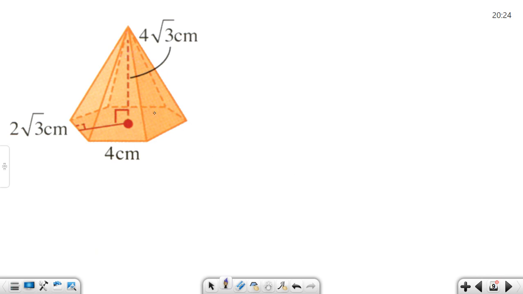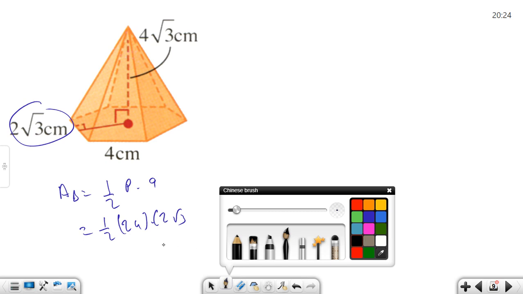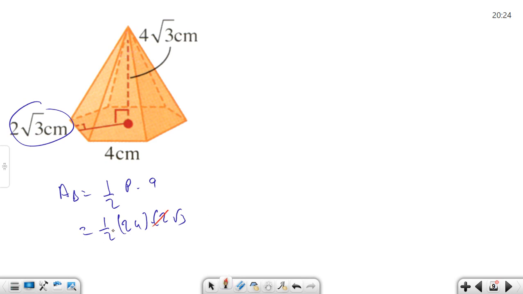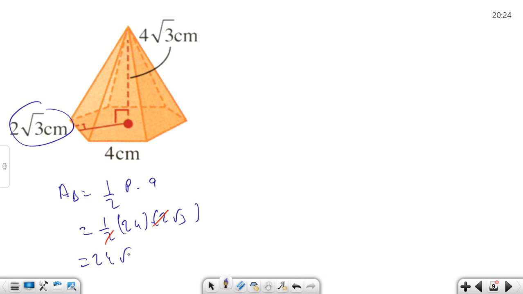Another volume question. Of course, to calculate the volume, I need to calculate the base area. And area of the base equals 1 over 2 perimeter multiplied by apothem. The apothem is given, 2 square root of 3. 1 over 2, perimeter is, that's a hexagonal shape, 4 times 6, 24, multiplied by 2 square root of 3. Let's simplify these 2 and these 2. So it will be equal to 24 square root of 3. That's the area of the base.